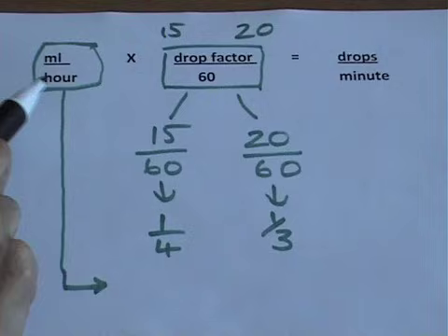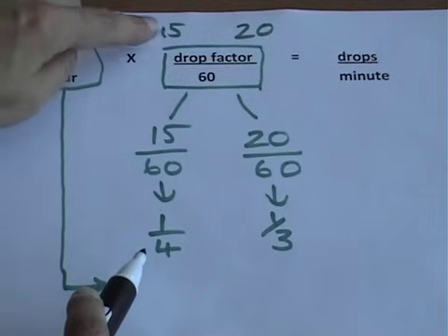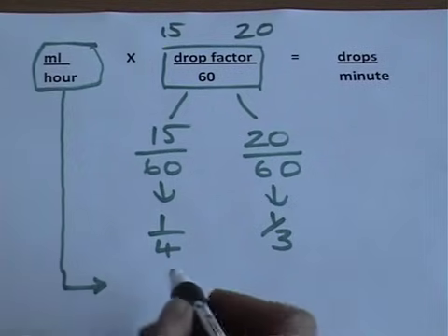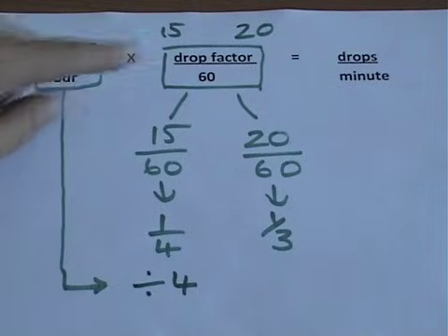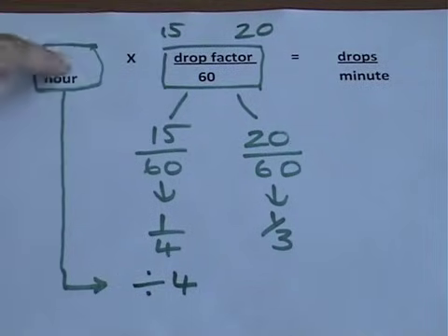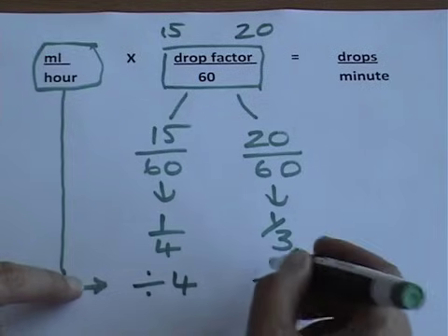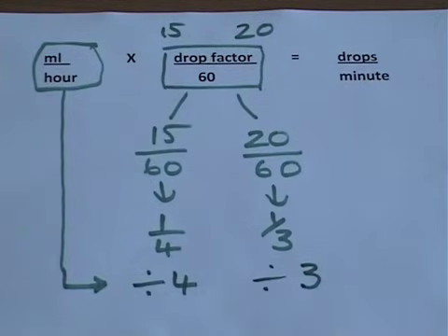Okay, so you work out the mils per hour separately, and then if the drop factor is 15, you need to find 1/4 of it, and that's the same as dividing by 4. And then if the drop factor was 20, you can take this answer and find 1/3 of it, which is the same as dividing by 3. Let's have a look at an example of how this would work.